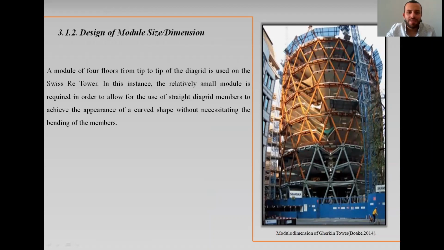Design of module size. A module of 4 floors from tip to tip of Diagrid is used on the Swiss Re Tower. In this instance, the relatively small module is required in order to allow for the use of straight Diagrid members to achieve the appearance of the curved shape without neglecting the bending of the members.